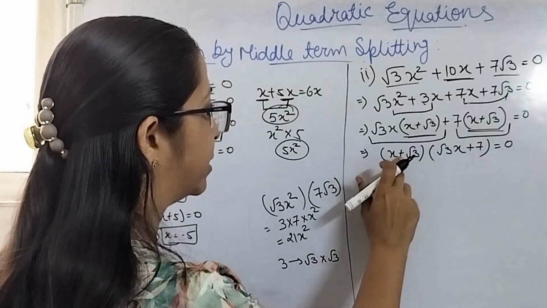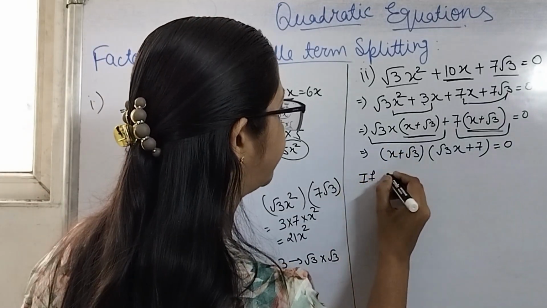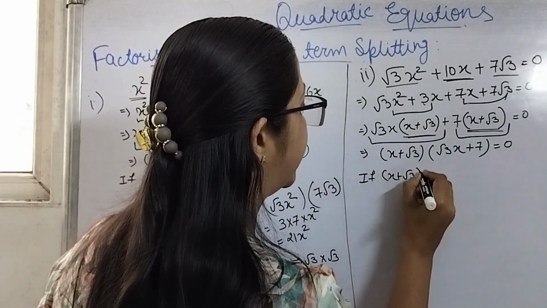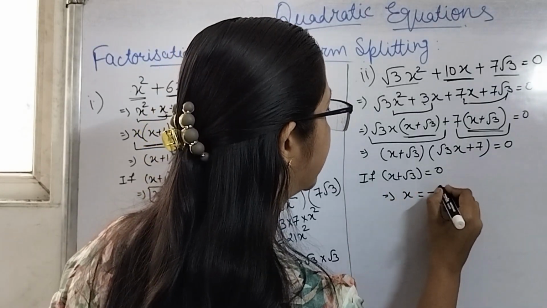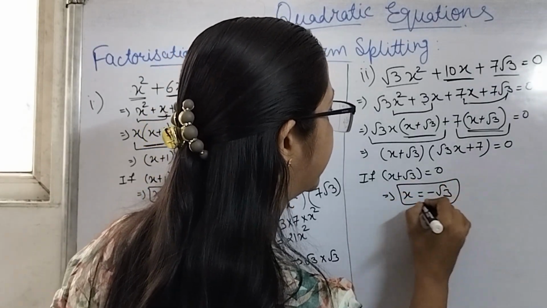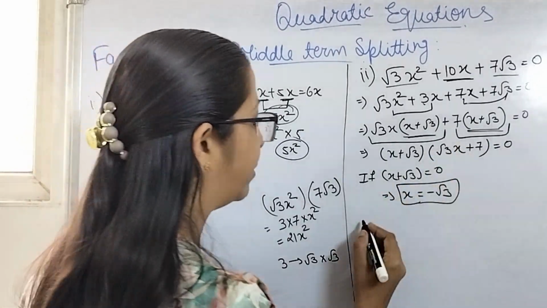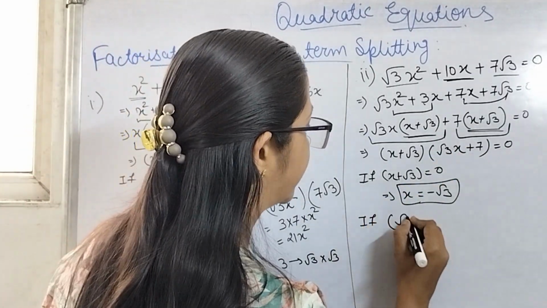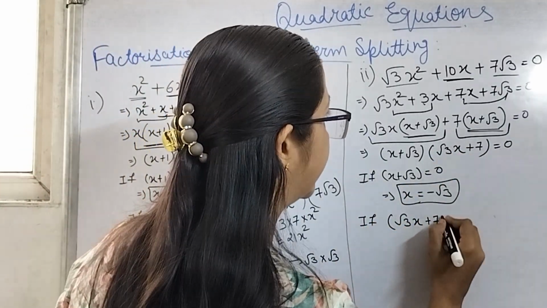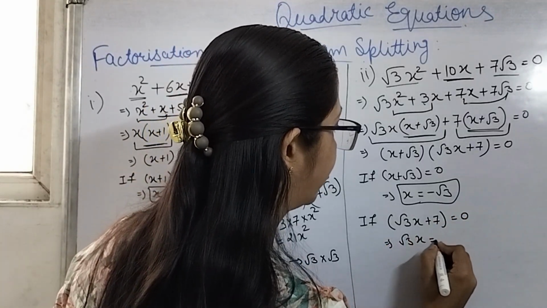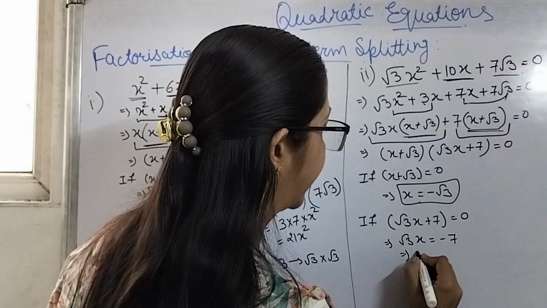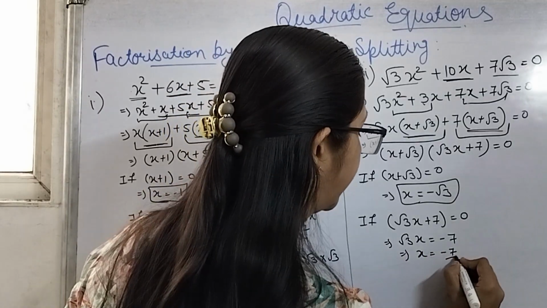That means either of these two brackets will be 0. So now we are assuming that if x plus root 3 is 0, in that case the value of x will be minus root 3. And if the second bracket, that is root 3x plus 7, is equivalent to 0, in that case root 3x will be equivalent to minus 7 and x will be equivalent to minus 7 upon root 3.